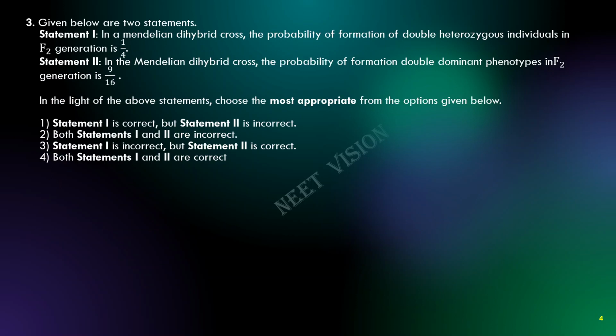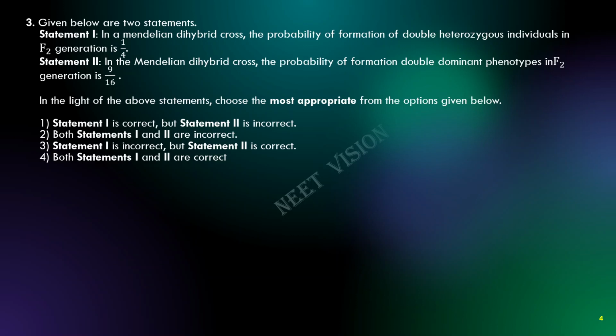Coming to the next question. In a Mendelian dihybrid cross, the probability of formation of double heterozygous individuals in F2 generation is 1/4. Absolutely true. 4/16 means 1/4. In the Mendelian dihybrid cross, the probability of formation of double dominant phenotypes in F2 generation is 9/16. Yes, absolutely true. Because out of 16 that are formed, 9 will be double dominant phenotypes with 4 different types of genotypes. So this is also correct.